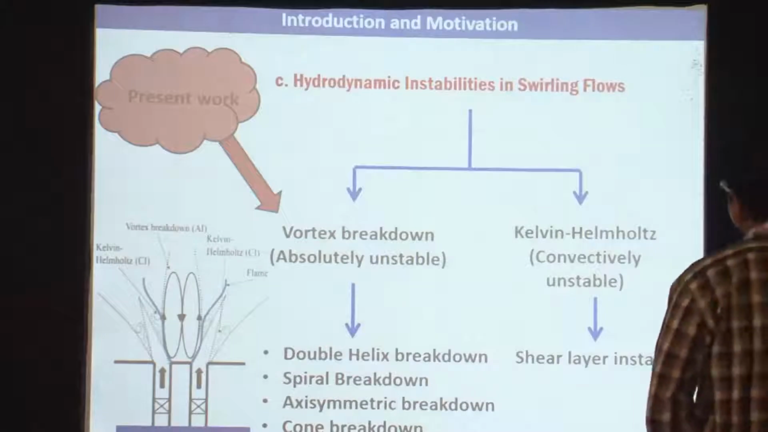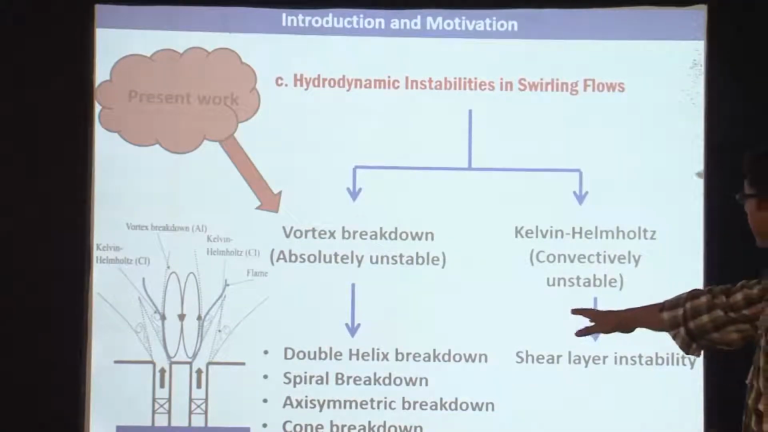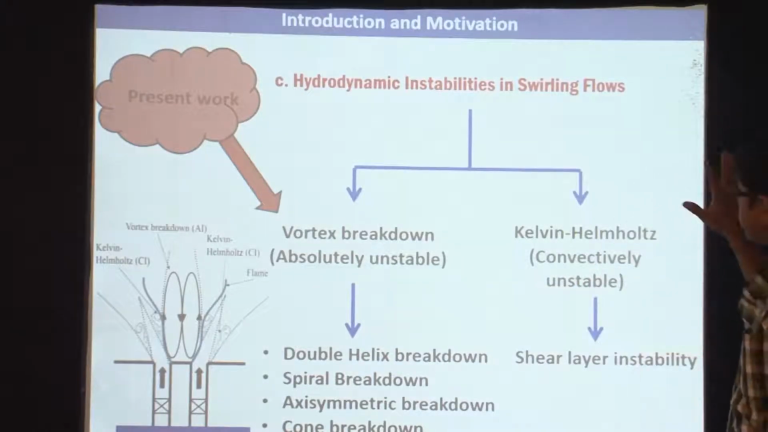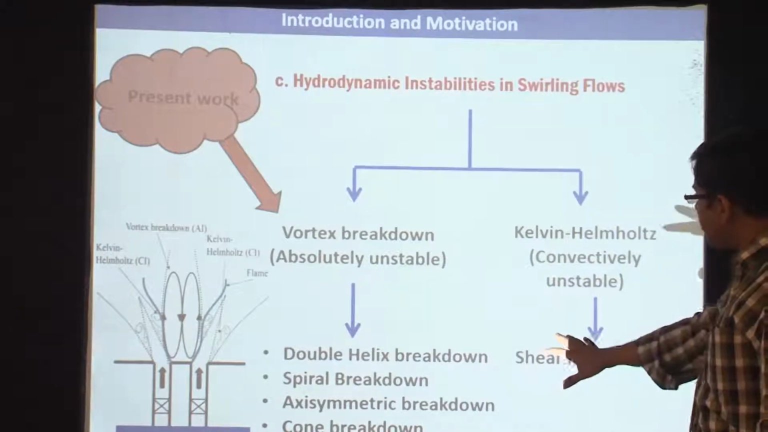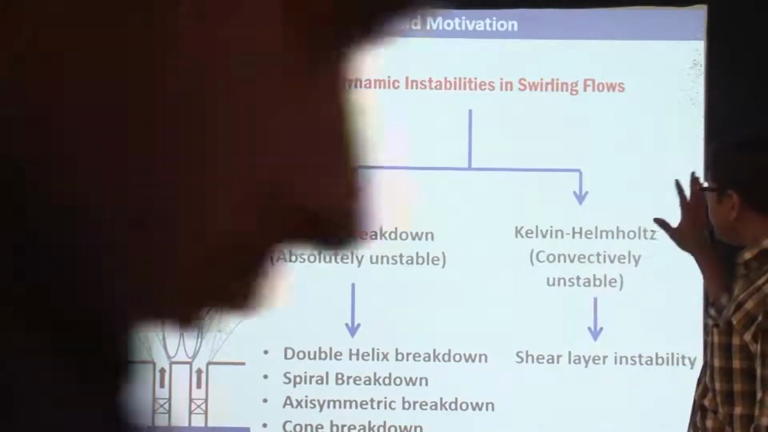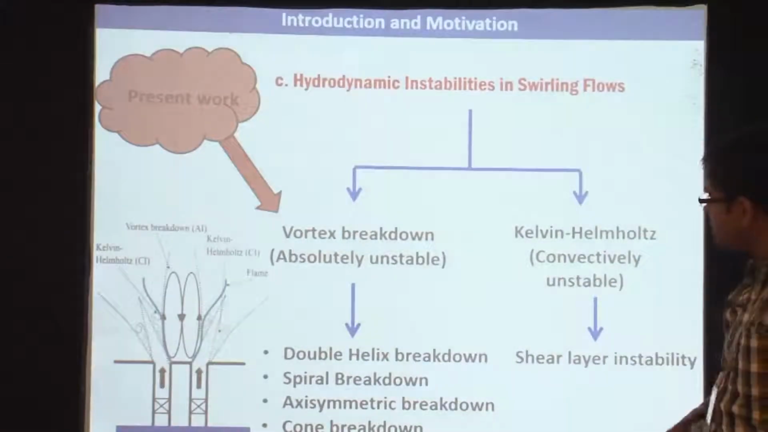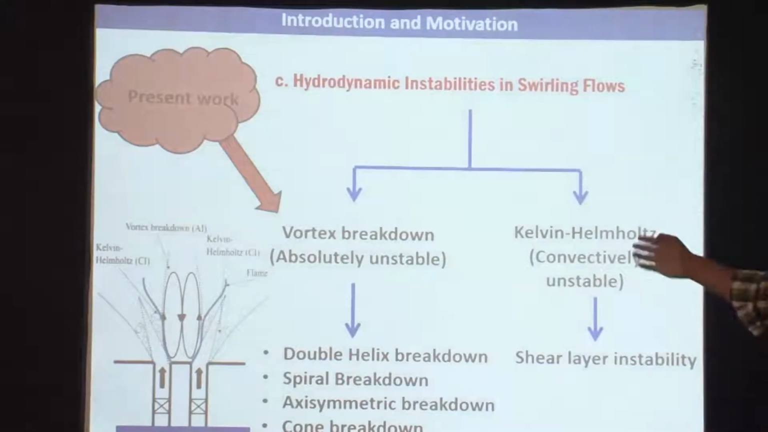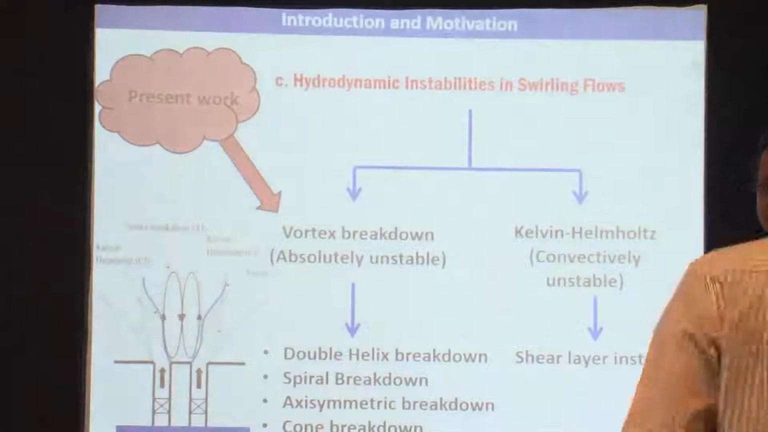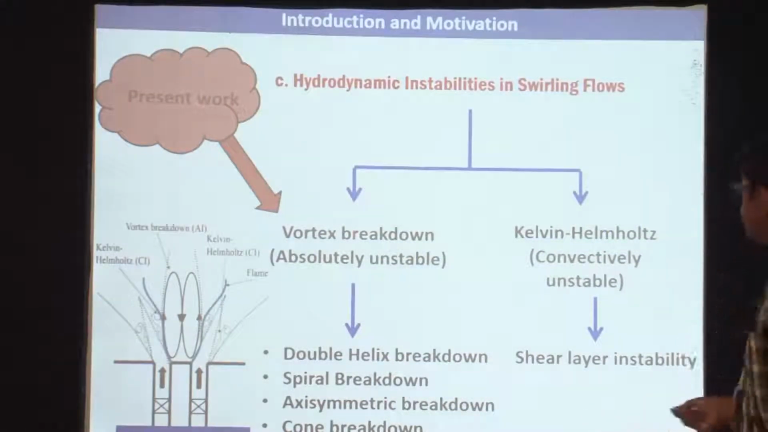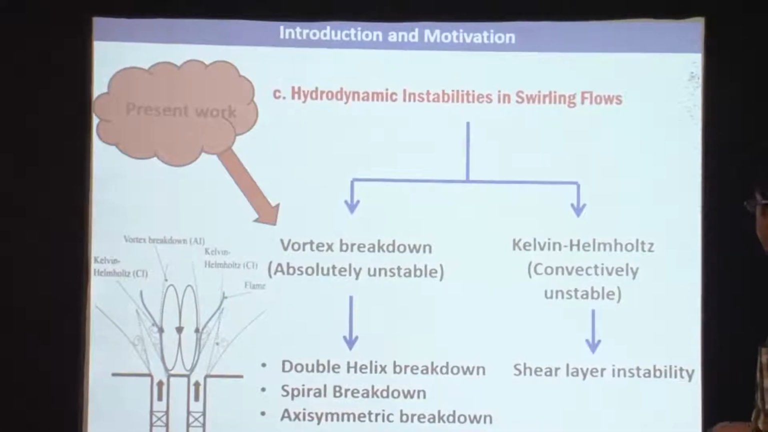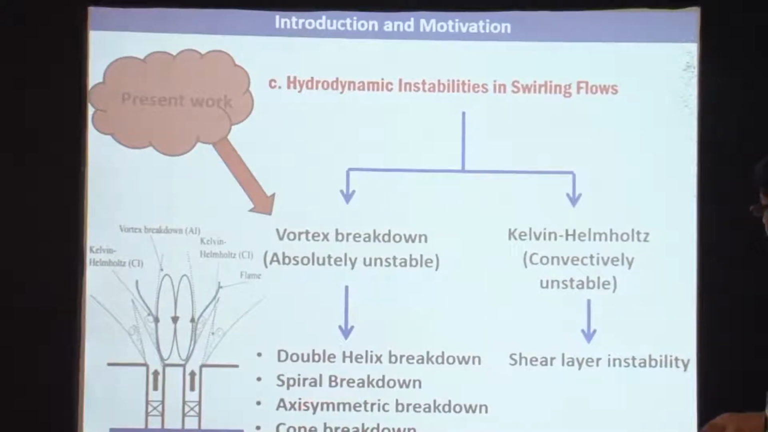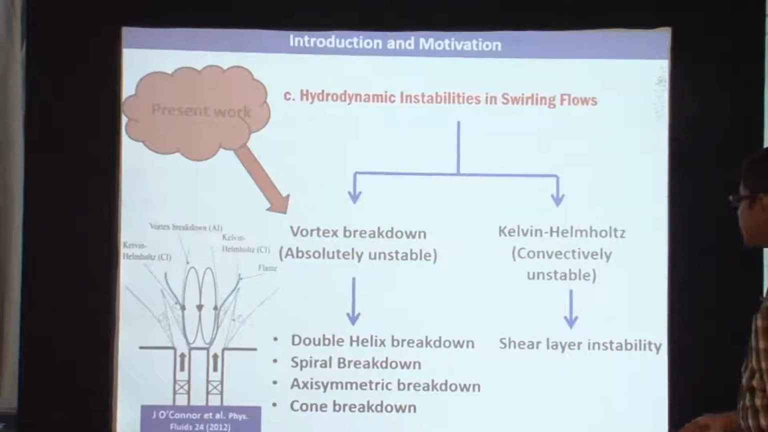On the hydrodynamic part of the swirling flows, if you look at the picture in the left-hand corner, there is, as I already told you, a vortex breakdown bubble, and you get 2 prominent shear layers. One is called the inner shear layer, and one is called the outer shear layer. The vortex breakdown bubble is an absolutely unstable structure. It shows patterns like a double helix type of breakdown, an axisymmetric breakdown, or a cone breakdown. We will see how some of these actually happen.